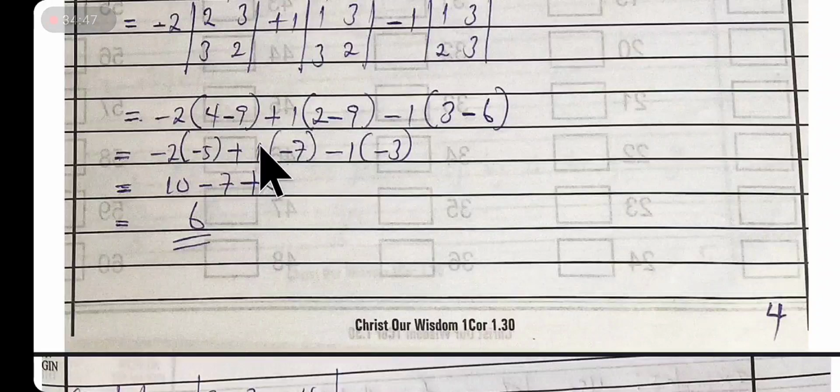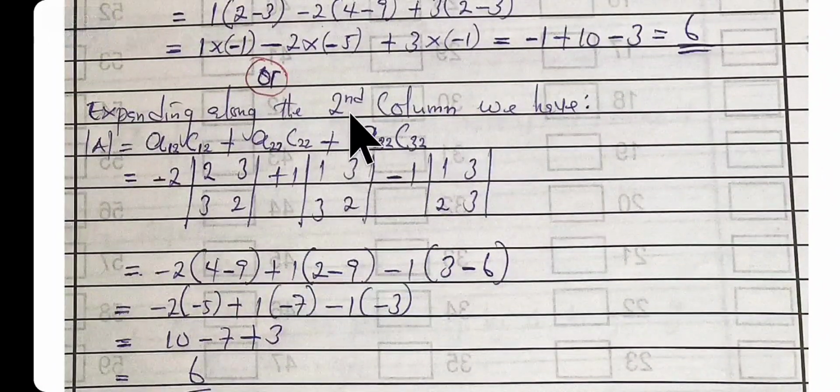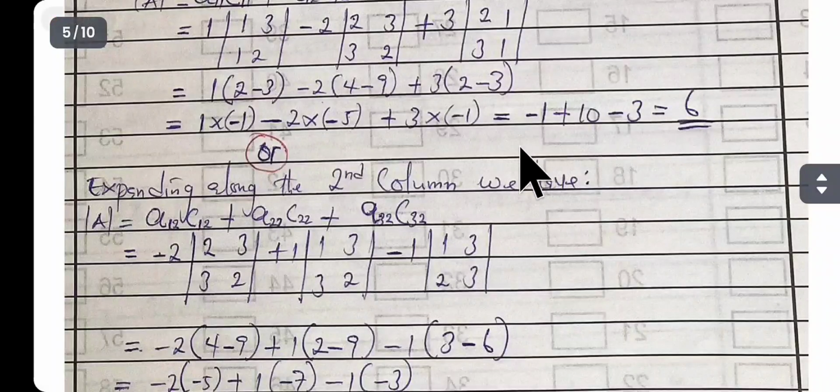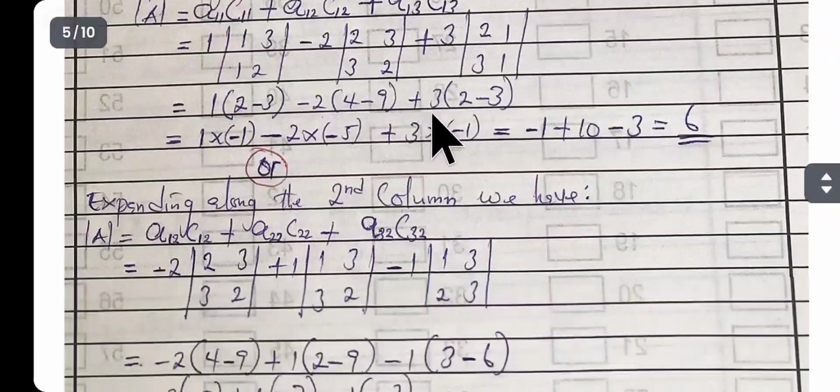Then plus 1 times minus 7 is minus 7. Minus 1 times minus 3 is plus 3. 10 minus 7 plus 3 is 6. So you discover that the 6 we have here, when we expand along the second row, is the same thing as the 6 we have here when we expand along the first row, second column. When we expand along the second column, the 6 we have is the same thing as the 6 we have when we expand along the first row.